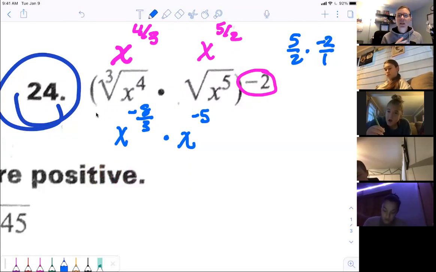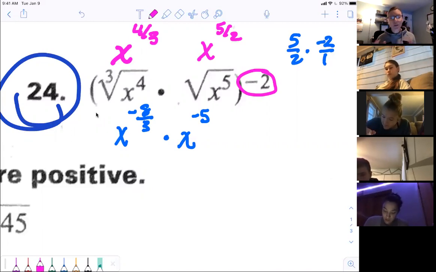Kind of distributing that -2 to the exponents. So think about what that cube root of x to the fourth looks like as an exponent. So change it to the exponent form. The next step, we have to think, we are multiplying and we have negative exponents.